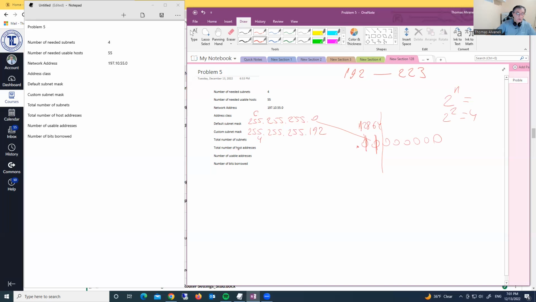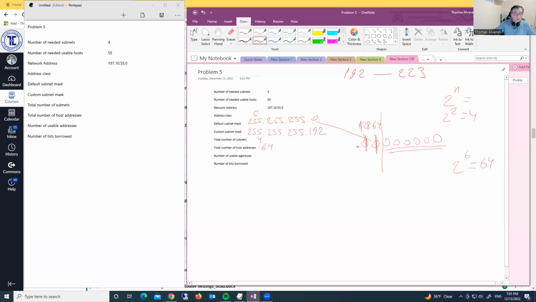Total number of host addresses, how many bits do we have left in the host portion? We have 6 bits, 6 binary zeros in the host portion. So this is the formula to calculate the total number of host addresses, 2 to the power of 6, that is 64, right? Total number of host addresses, we have 64.